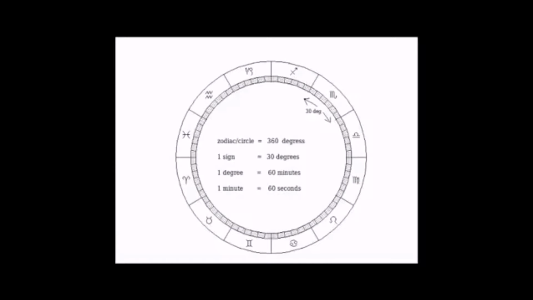Although it has already been touched on, just for the sake of clarity, the zodiac is a circle, and like other circles, there are 360 degrees in that circle. The 12 signs of the zodiac are a division of that 360-degree circle into 12 equal portions of 30 degrees each.